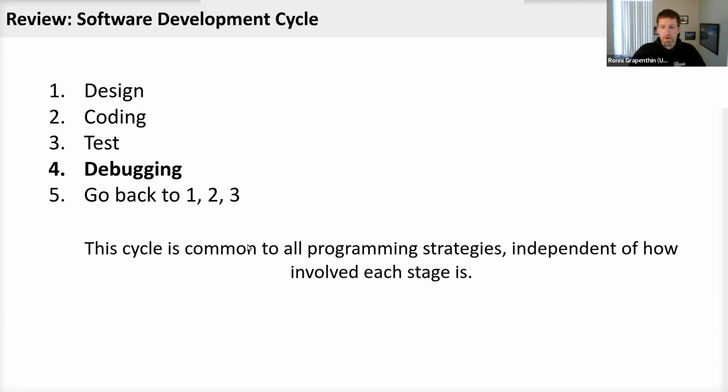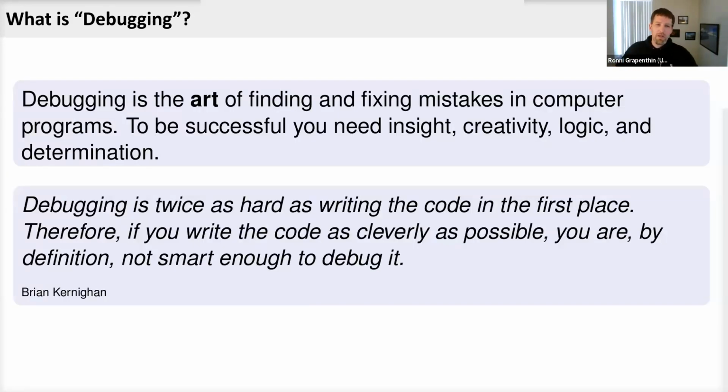This is really common to all programming strategies, independent of how involved each stage is, right? You can do that for a small function that does one thing. The design stage is kind of thinking about it, what should go in the function, what should come out, does the function do the things internally. You write them up, you test them, and the function returns aren't what they're supposed to be, or you're not even getting a return because the code crashes. You have to debug. And that scales up to all the elements that make up an operating system or distributed system. Debugging is the art of finding and fixing mistakes in computer programs.